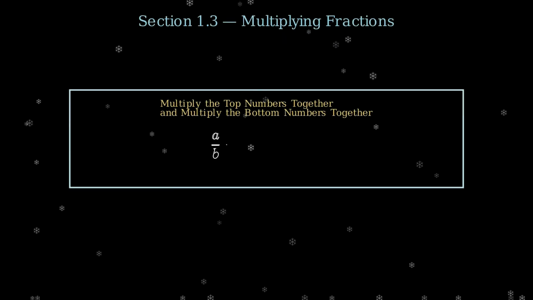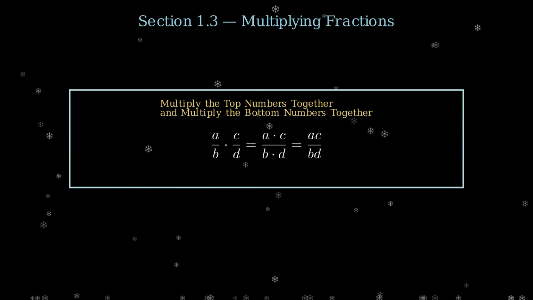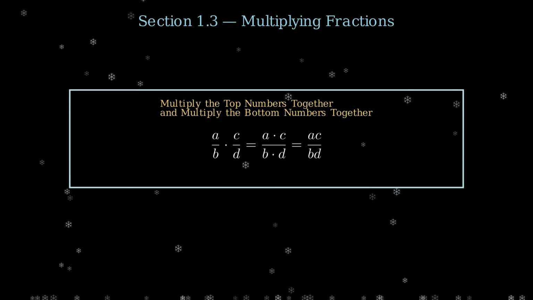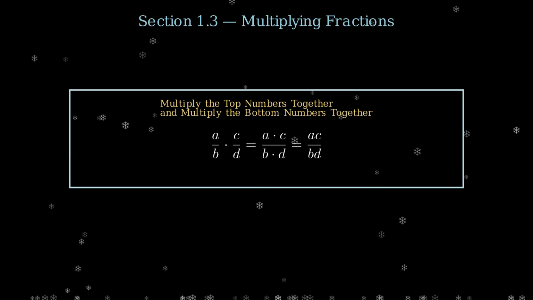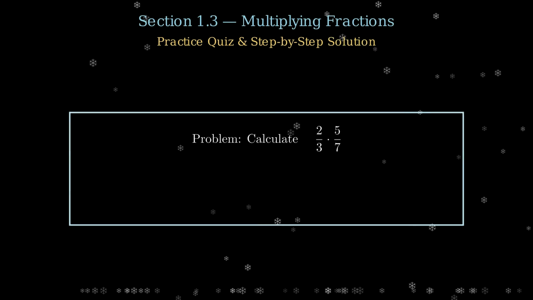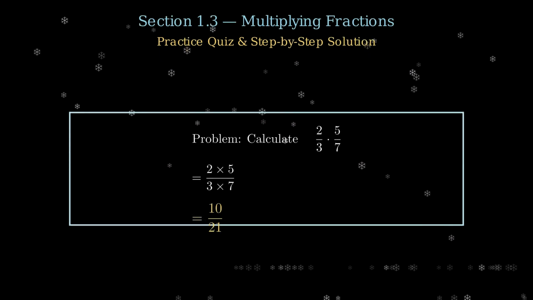To multiply two fractions, we find the product of the numerators and divide that by the product of the denominators. In other words, simply multiply the top numbers together and multiply the bottom numbers together. Now let's look at a practice quiz. Let's multiply 2 over 3 by 5 over 7.